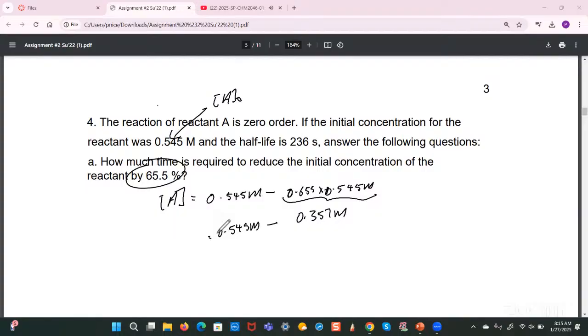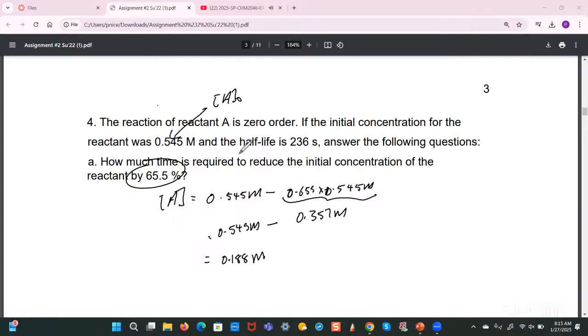So let me do this. 0.545 minus 0.357. And again, as I always say, please do these calculations along with me because I'm subject to error. I'm only human. Just to keep me on my toes, all right? So that would be the amount of A that is present at the time that the question is asking for.